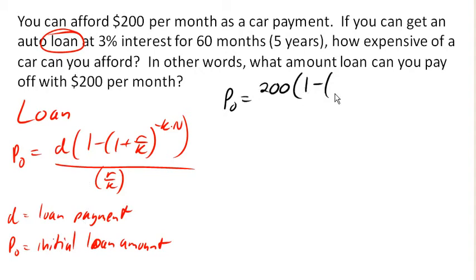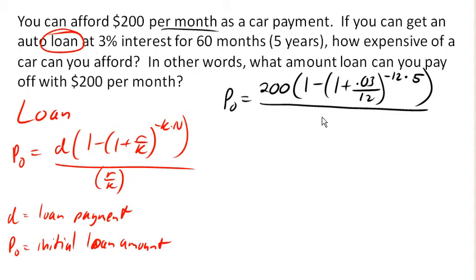We know that the interest rate that we're going to get is 3%. We're talking about monthly payments, so k is going to be 12 months in a year. 12 times 5 years. Notice that 12 times 5 is those 60 months, over 0.03 over 12. This is the equation I need to evaluate in order to figure out what kind of loan I can afford.